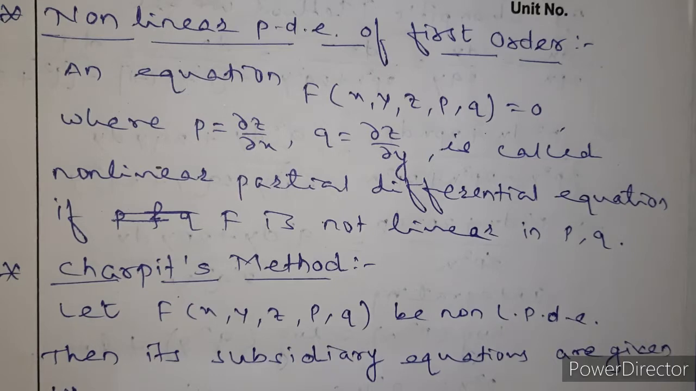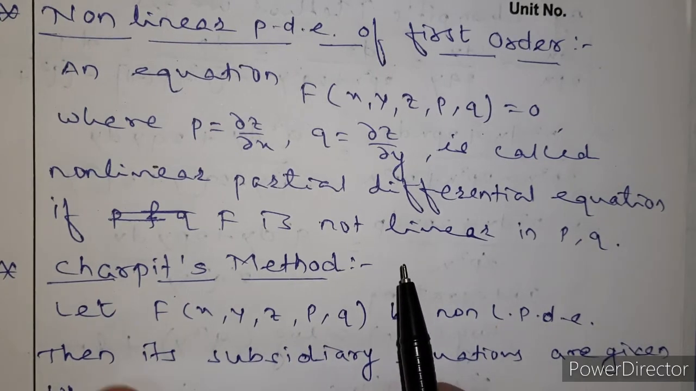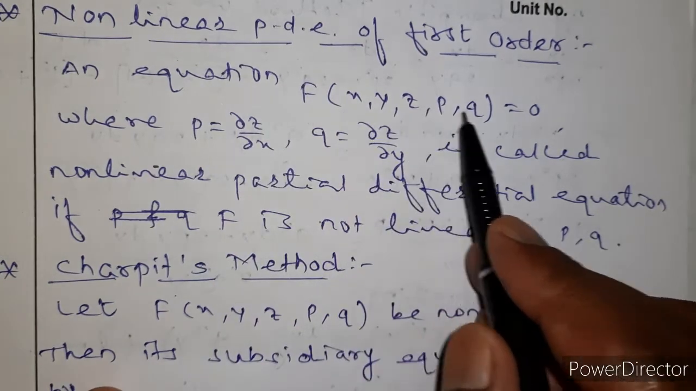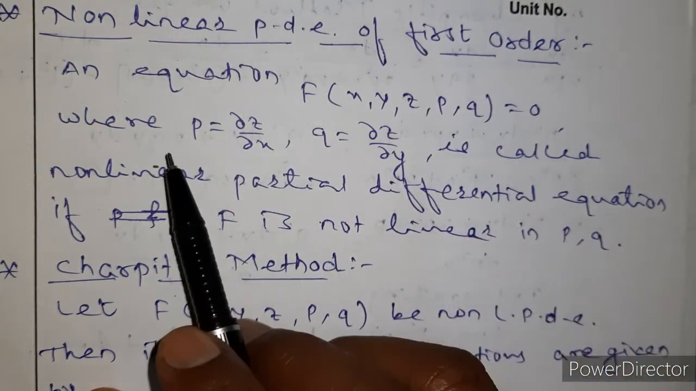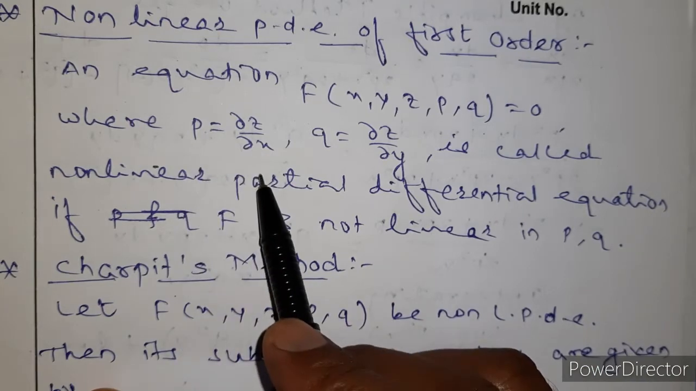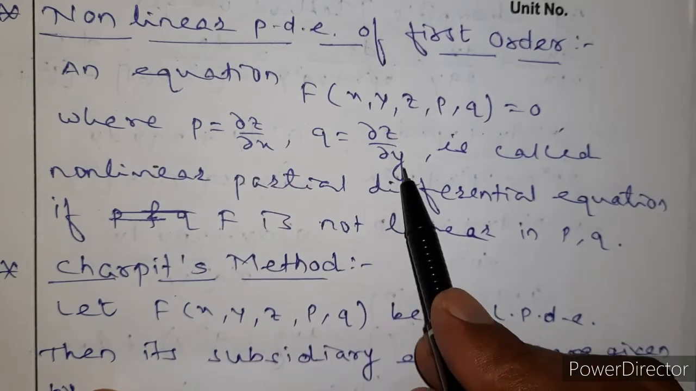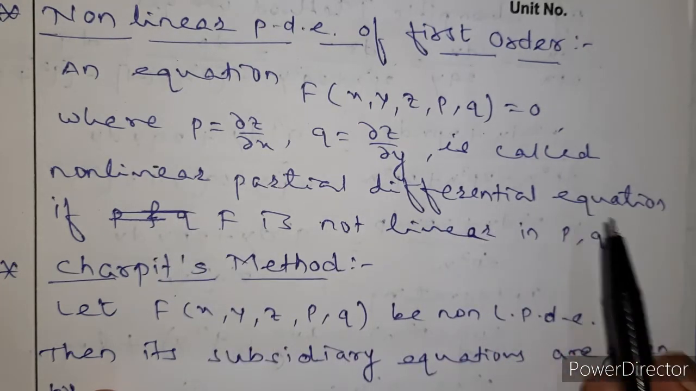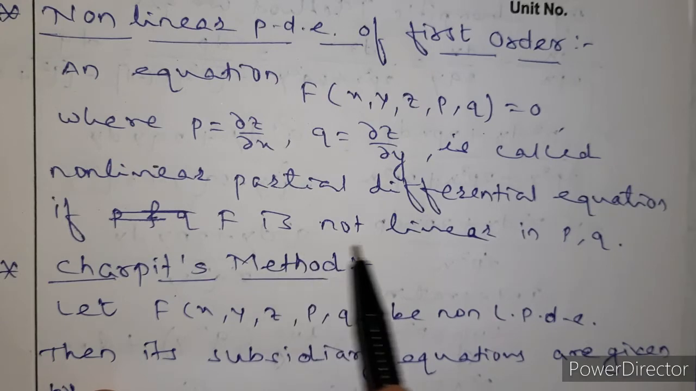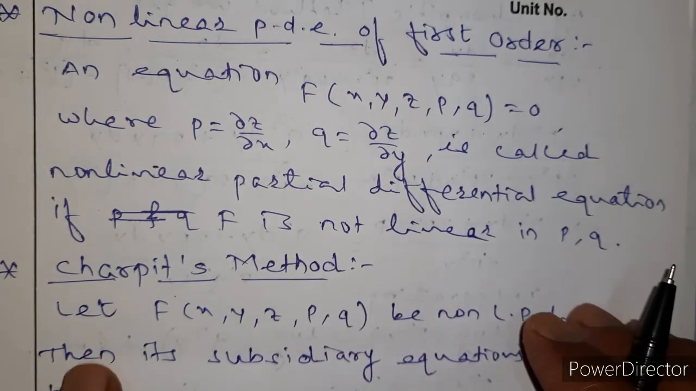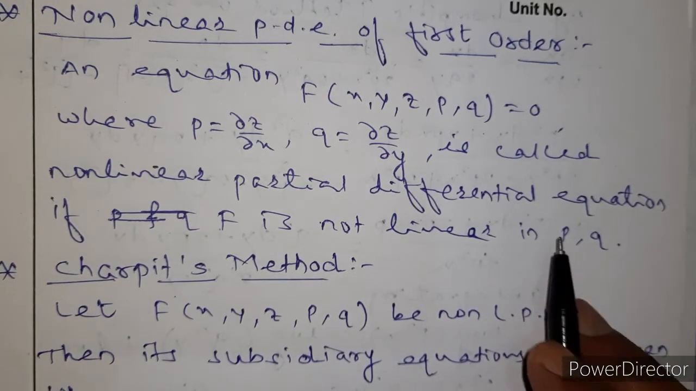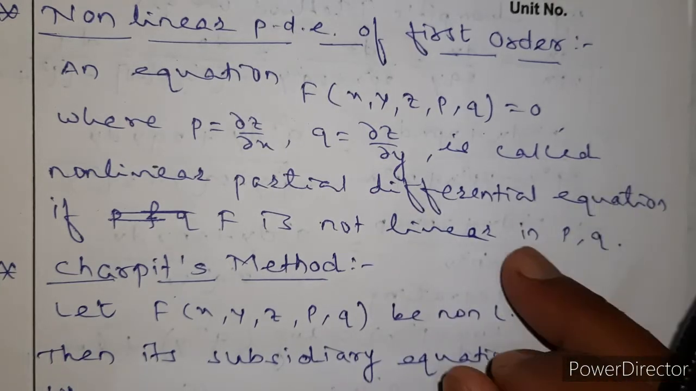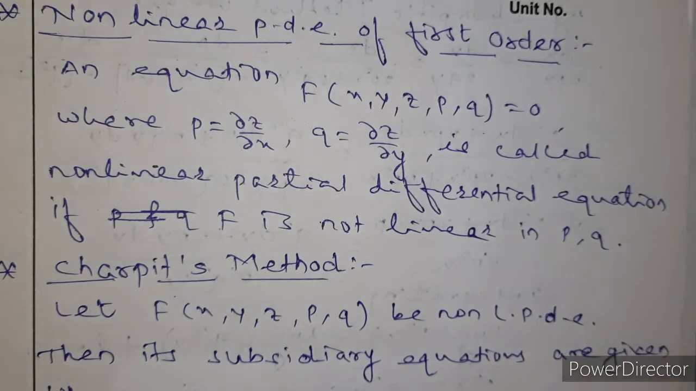So generally non-linear differential equation we can write in this way: an equation capital F of x, y, z, p, q equal to 0, where p we know is ∂z/∂x, q is ∂z/∂y, is called non-linear partial differential equation if F is not linear in p, q. First you have to understand the concept here. F is not linear in p, q means what?